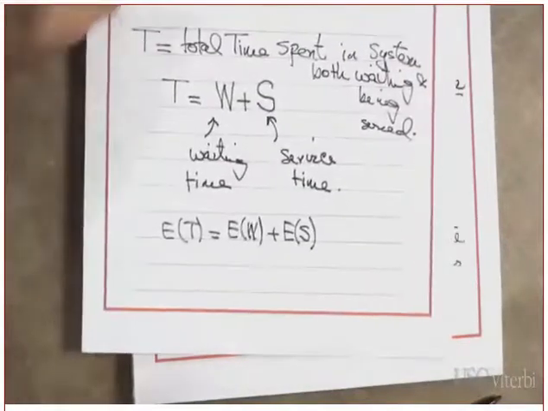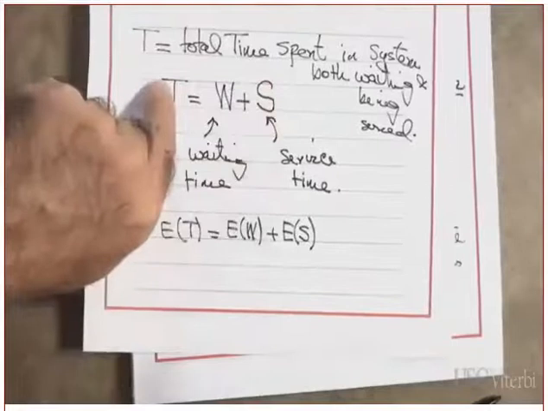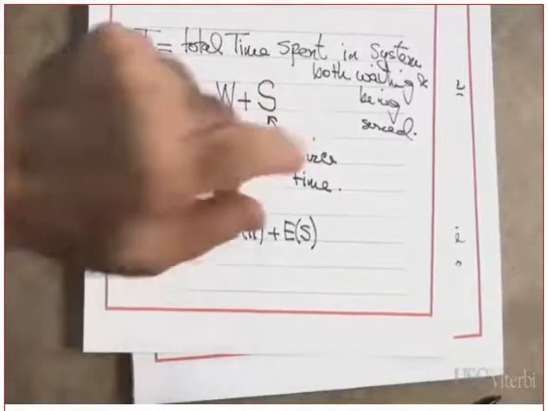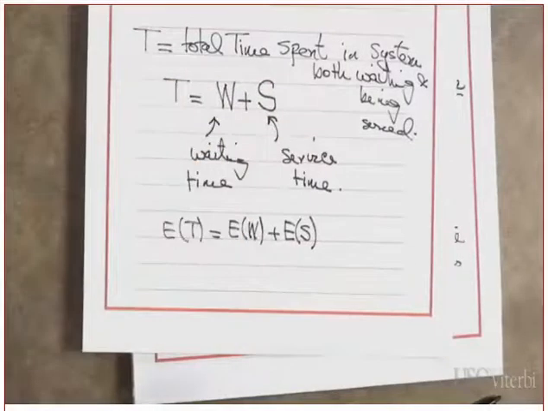Now let's get back to this. See if you can help me. These are times. All of them are times. Is S a continuous random variable? The service time.